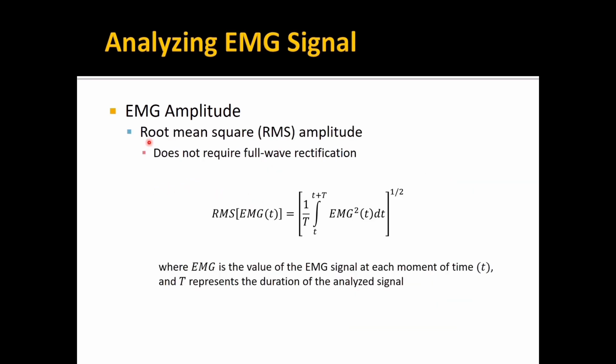Next one is a root mean square amplitude. This one does not require full wave rectification. So this equation for root mean square amplitude, and here EMG is the value of EMG signal at each moment of time t, and capital T represents the duration of the analyzed signal. So you can use this formula to obtain root mean square amplitude.